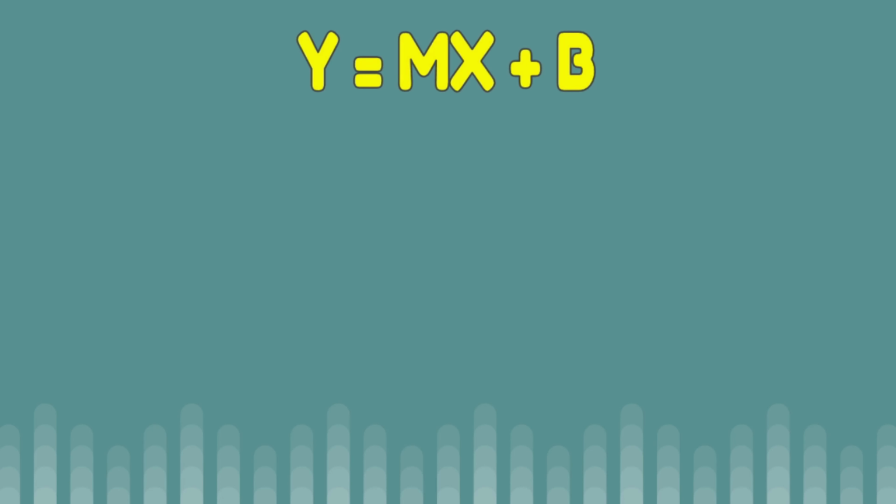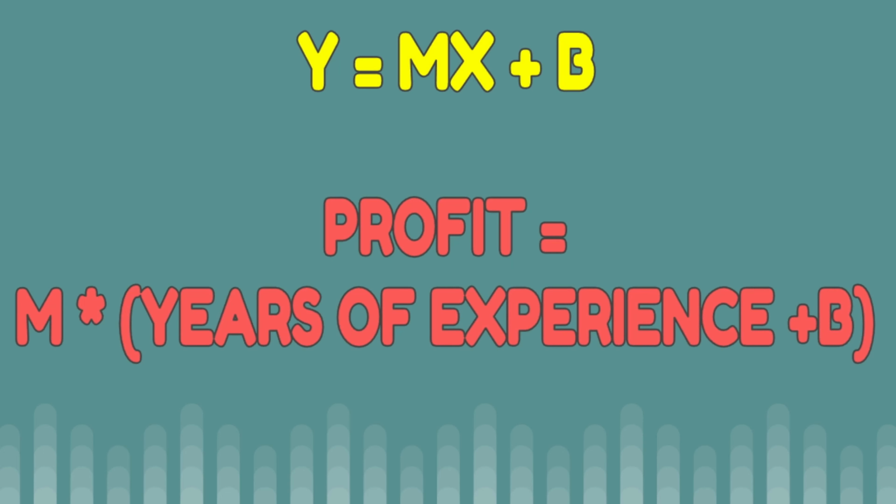To simplify, let's use the equation y = mx + b, or we can convert this into a practical example: profit = m × years of experience + b. In this case, a polynomial regression formula will model the relationship between the independent variable x and the dependent variable y as an nth degree polynomial in x.